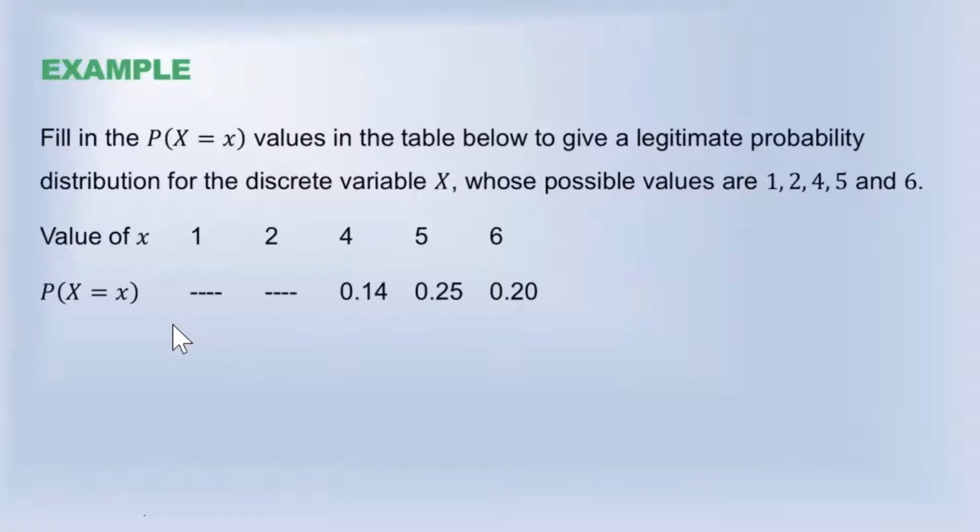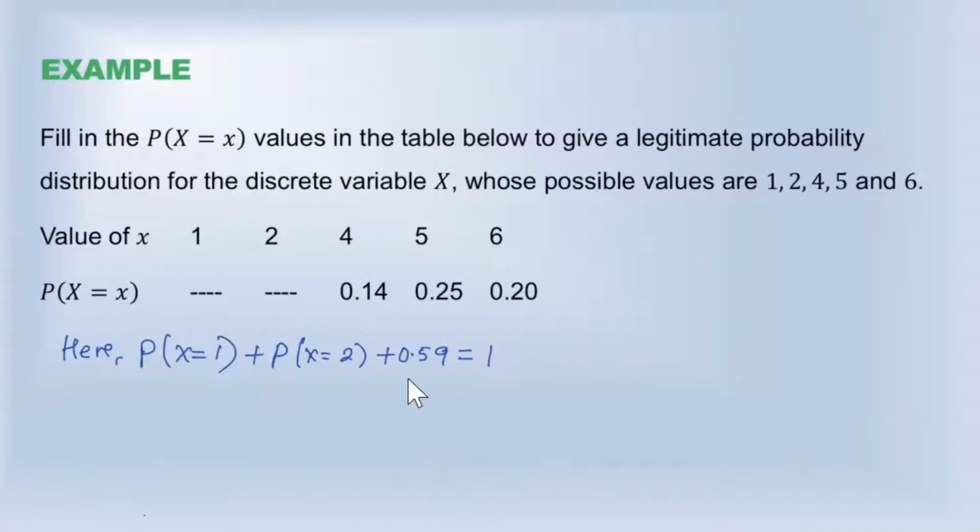So what we know is this. Let's add all these. Probability when x equal to 1, we don't know what that is. When x equal to 2, we don't know that either. Plus this, plus this, plus this. If you add these three, you can do that in your calculator. Please add 0.14 plus 0.25 plus 0.20. What did you get? 0.59. Okay. So if I add all these, that should be equal to how much? 1. That's equal to 1. Very good.